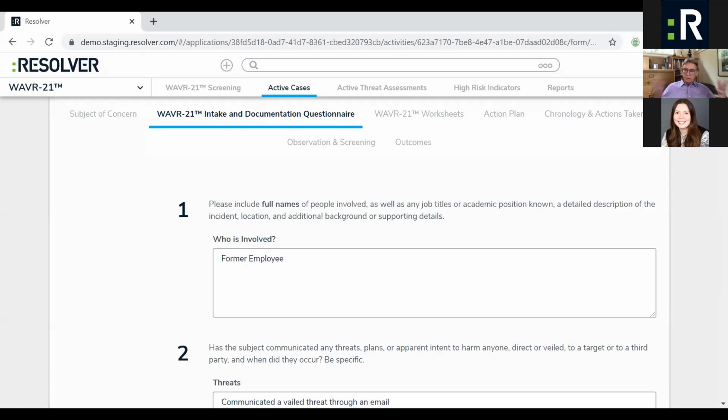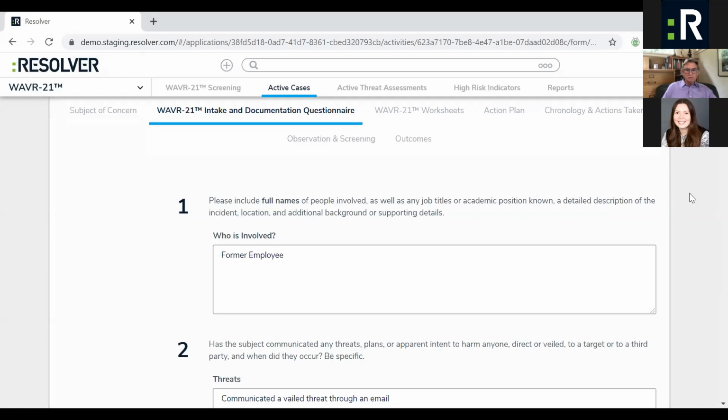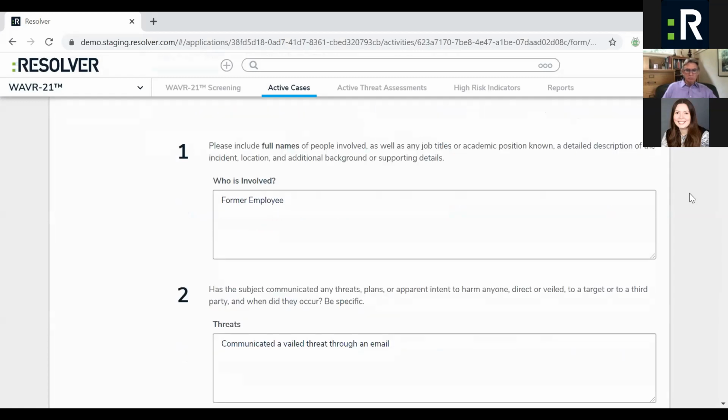Okay, so yes, Margaret, go ahead. Just going to say, as we progress through some of these conversations with all the involved parties, we can make sure to update this intake and documentation questionnaire, giving a bit more context to the case at hand based off some of the information that we're collecting here.